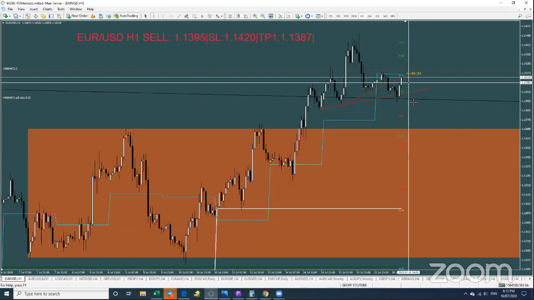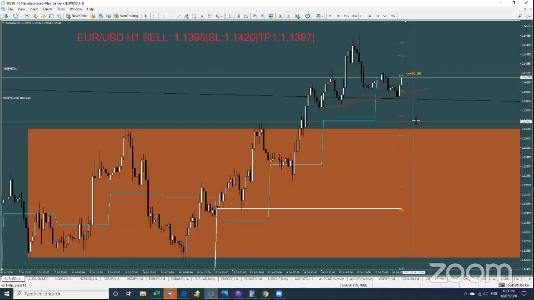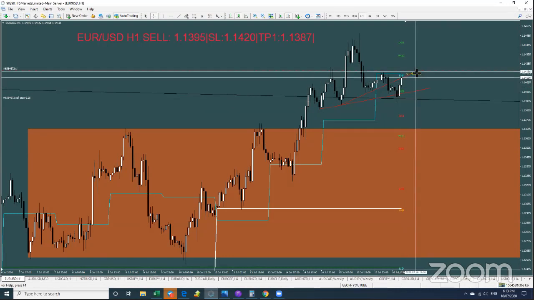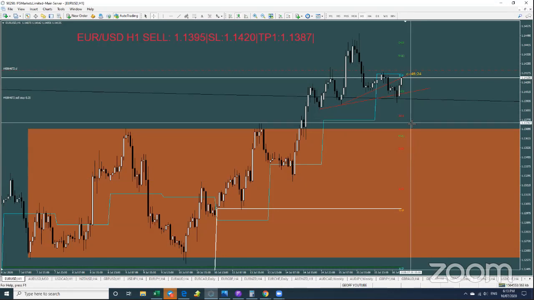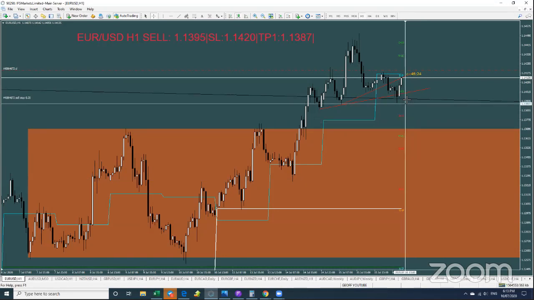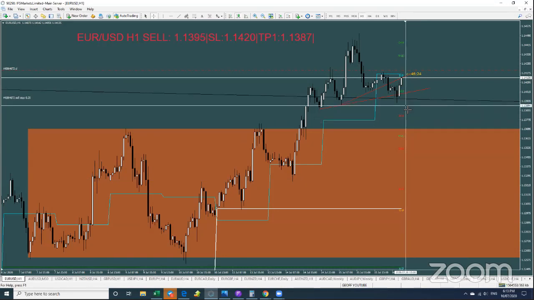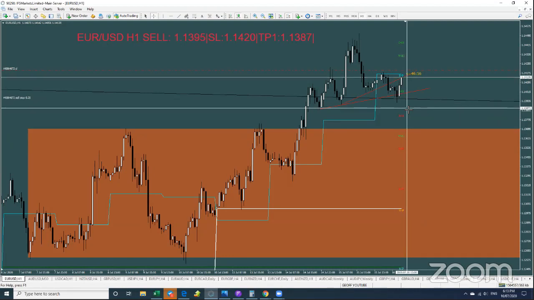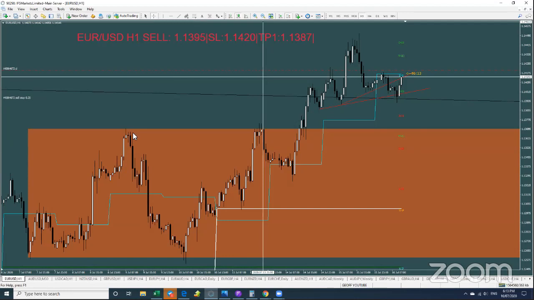So if you don't like to do that, then at least make yourself safe and let it run down a little bit further so you get some reward out of it. It's not a big reward trade that I'm suggesting, but must take profit here at 113.87. I'll leave the other one open. You can decide that for yourselves.